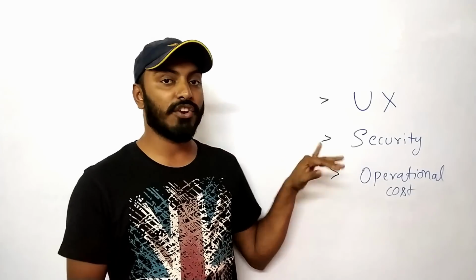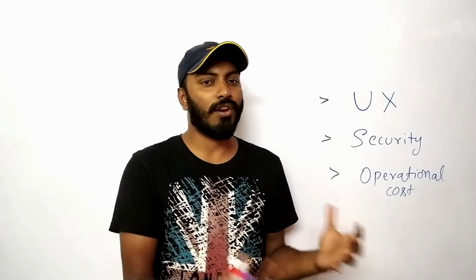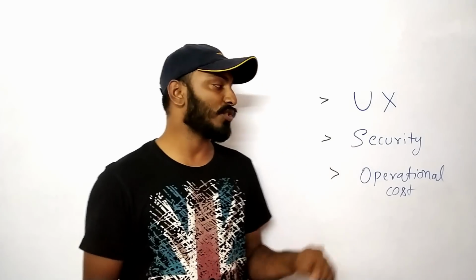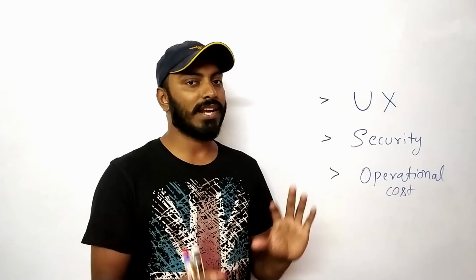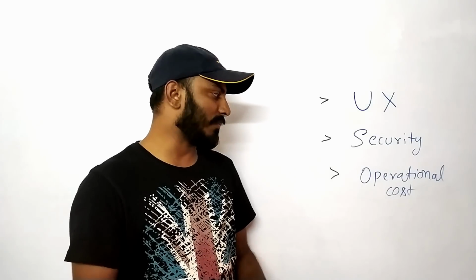The second one is security. Say, for example, people might try brute forcing login APIs or other APIs like promo code or booking. So you need to rate limit to protect yourself from being attacked by hackers.